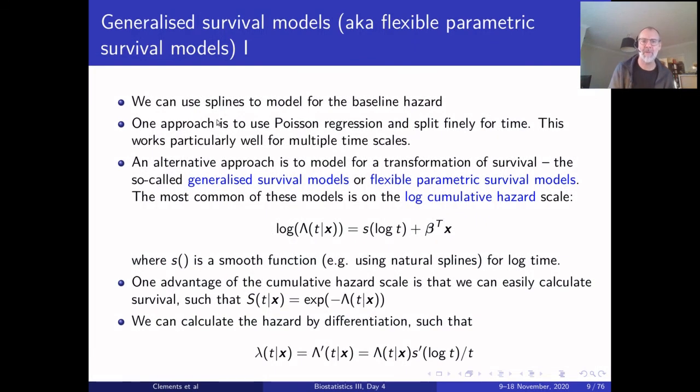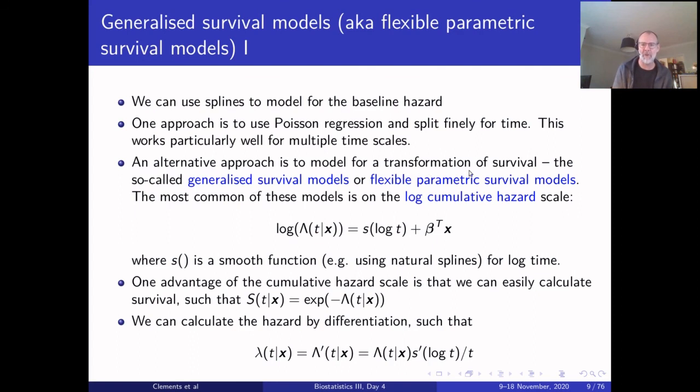And so now we've introduced splines. We can think about how we could use the splines to model the baseline hazard. One approach would be to use Poisson regression. It's split finely by time, and then smoothed using the splines. That actually works particularly well for multiple timescales. An alternative approach would be to model a transformation of survival and fit a regression model within a survival context, rather than assuming that it's piecewise constant within the time splits.